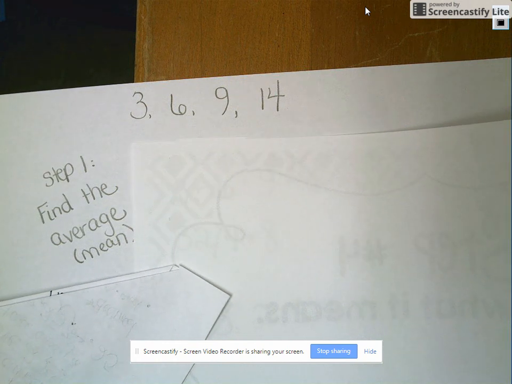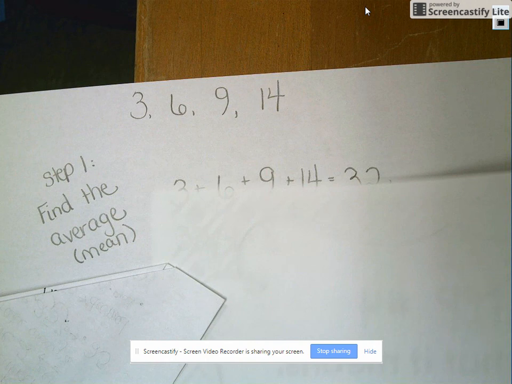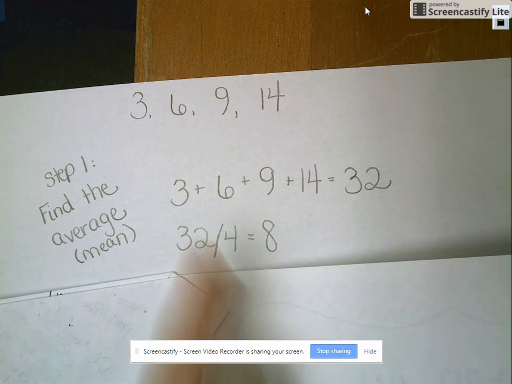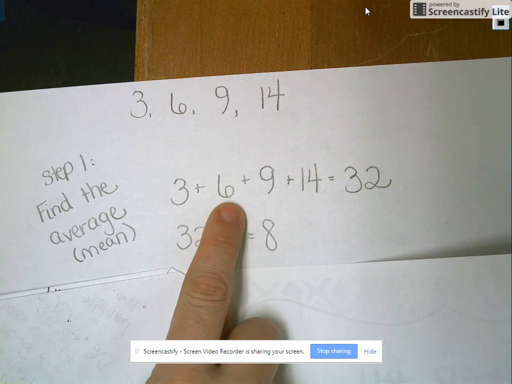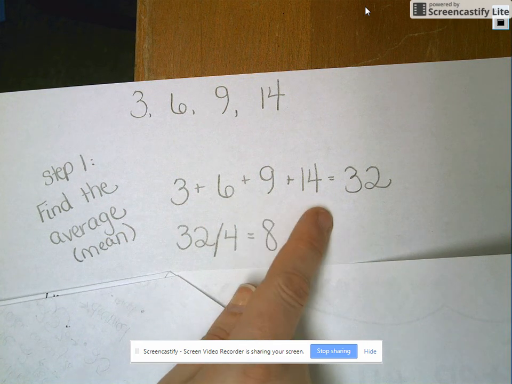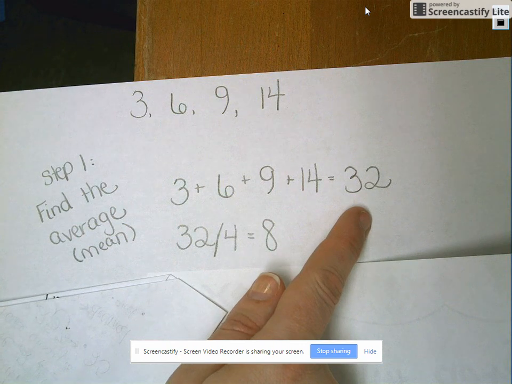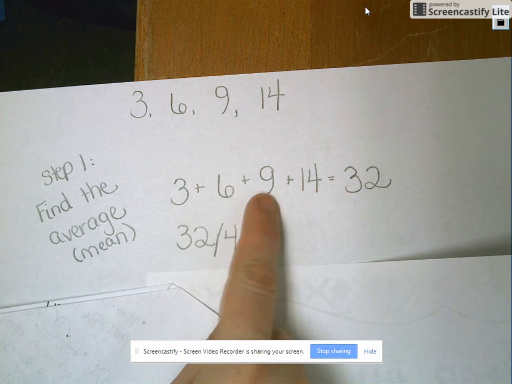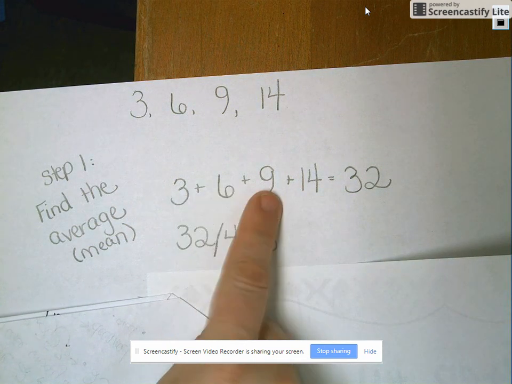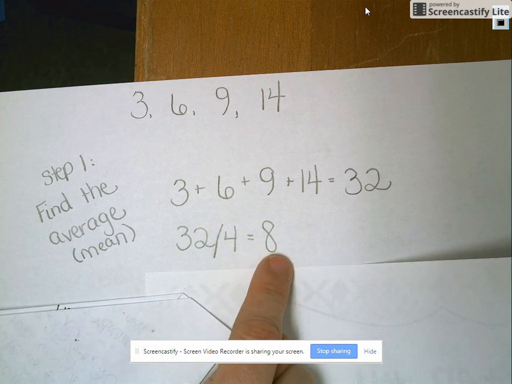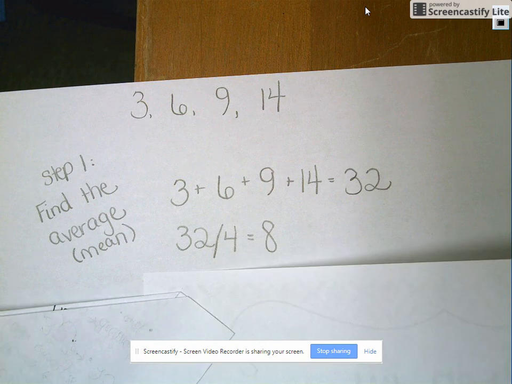Okay, now that you found the average or the mean, let's check what you got. If you add 3 plus 6 plus 9 plus 14, you should get 32. And then I'm going to divide 32 by how many numbers I have altogether. 1, 2, 3, 4. 32 divided by 4 is 8. Okay, so that's step 1. Step 2.